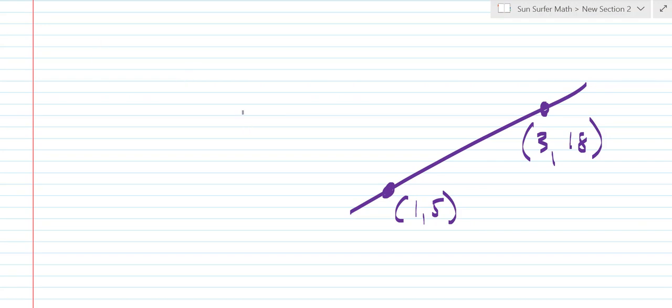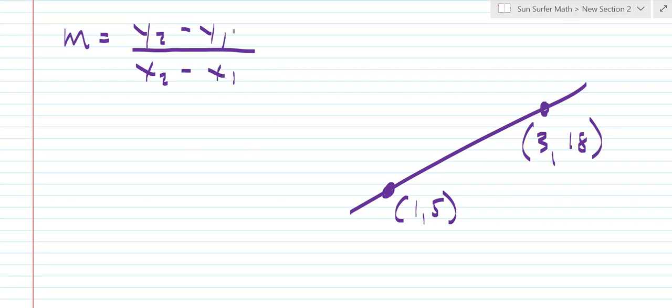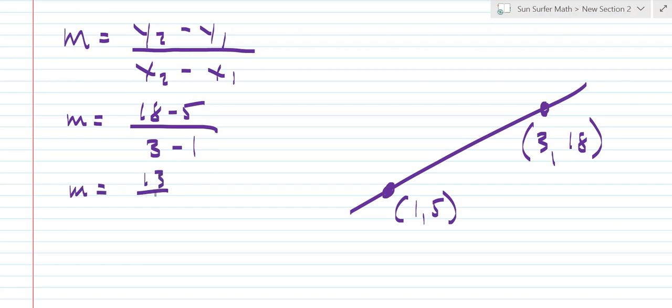So to do that, we're going to start by finding the slope. The slope formula is y2 minus y1 divided by x2 minus x1. So it's the difference between the y values. That would be 18 minus 5 divided by the difference in the x values. That would be 3 minus 1. So my slope is going to be 13 halves.